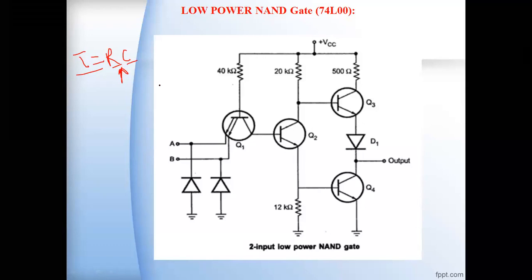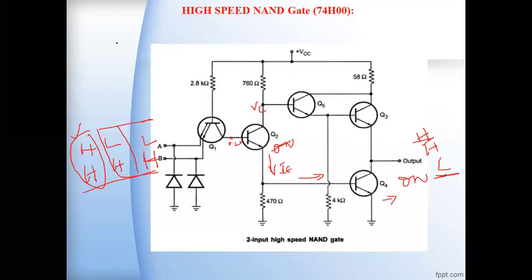Now, if you observe the circuit diagram of the low power NAND gate and the high speed NAND gate, the two circuits are almost identical, but in the high speed NAND gate we have the push-pull or totem pole output stage. Sorry, we have the Darlington pair in the circuit. So it has a higher gain and a lower rise time. Because of that, there will be a fast switching speed at the output.